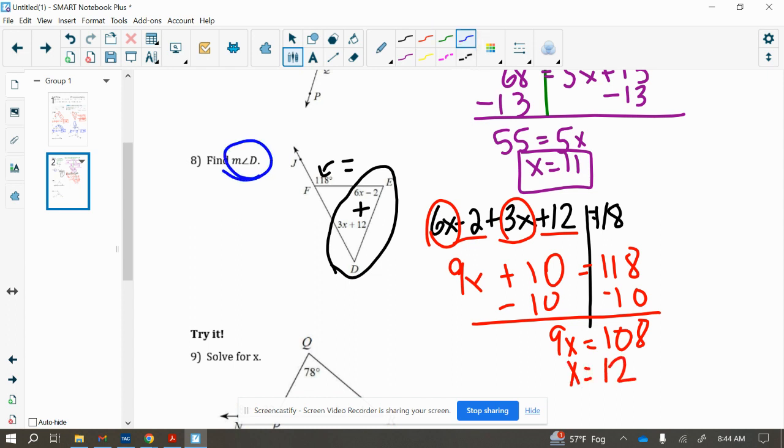Be sure to answer the question, though. This time they want angle D, which is right here. So 3 times 12 plus 12 is 48 degrees for the measure of angle D.